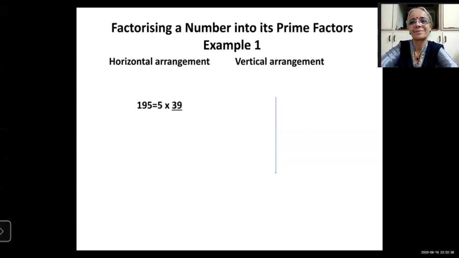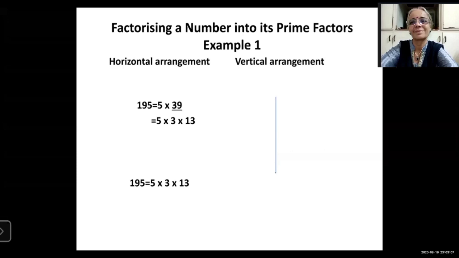Okay, let's come to the example again. 39 means those who know the table can directly say 13 threes are 39. So the next step is 5 into 3 into 13. 5, 3 and 13 all are prime numbers. So my sum is over. And I write the final answer.